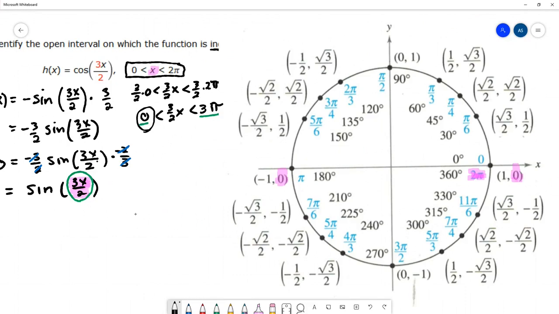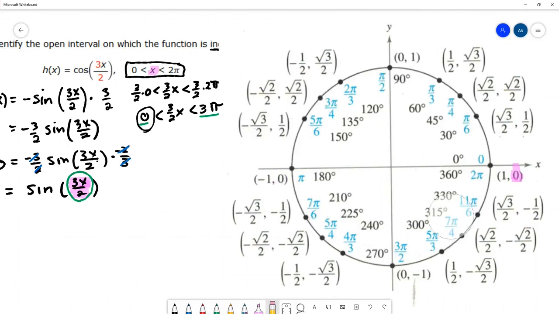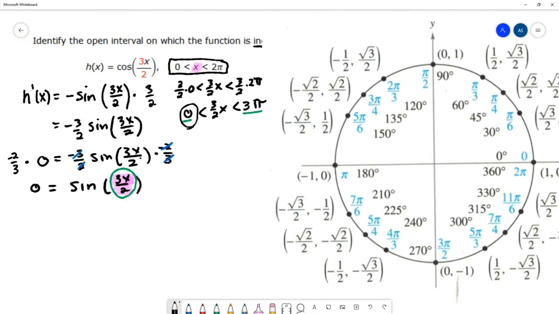But since we're going from 0 to 3 pi, we've got one rotation of the circle and then a half rotation of the circle. So it does include 2 pi. So we have two places where sine is equal to 0, and that's going to be pi and 2 pi. So sine of pi is equal to 0, sine of 2 pi is equal to 0.